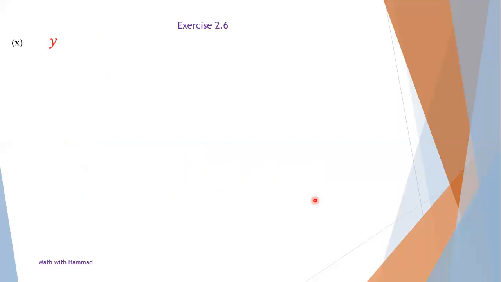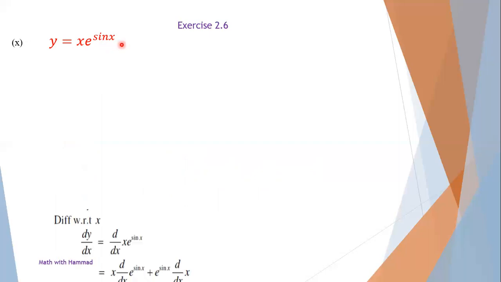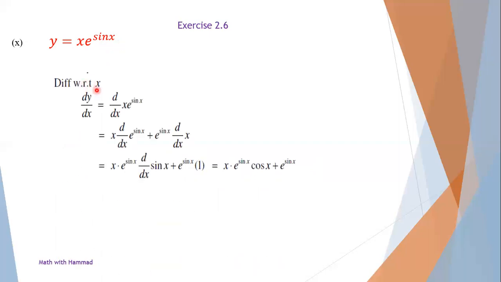Now part number 10. y is equal to x e raised to power sine x. One function is an algebraic function and the other is an exponential function, and the power is trigonometric. So differentiate with respect to x. The left hand side will become dy by dx. On the right hand side we will use the product rule: x as it is, derivative of e raised to power sine x, plus e raised to power sine x as it is, derivative of x.